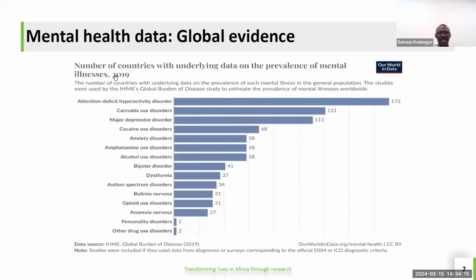mental health illnesses as of 2019. So for different conditions, you can see that there are fewer of them, going up to attention deficit hyperactivity disorder, 172 countries, at least they were able to show data.